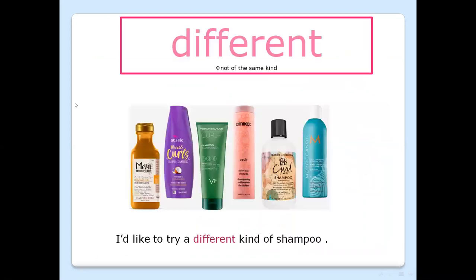Let's have more examples from the book. Different. Not of the same kind. I'd like to try a different kind of shampoo. So, girls, different here. Why did we double the F? Because we have two syllables here. The first syllable is vowel, consonant, and the second syllable is consonant, vowel.